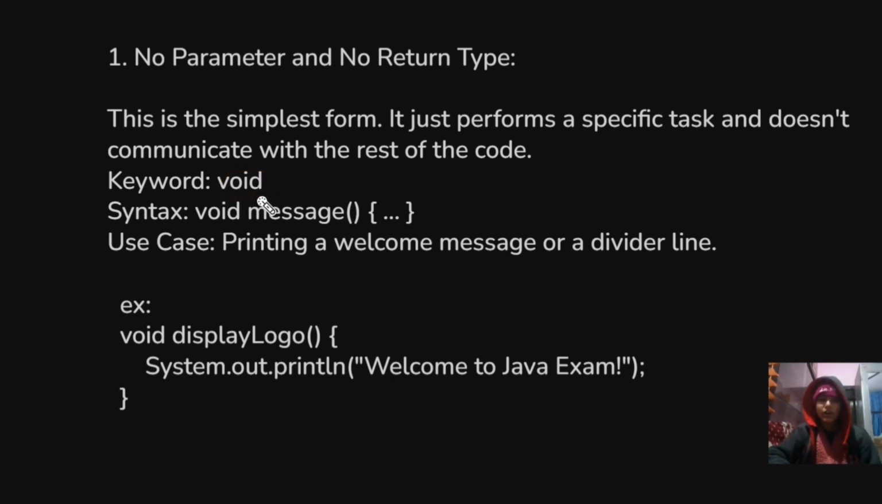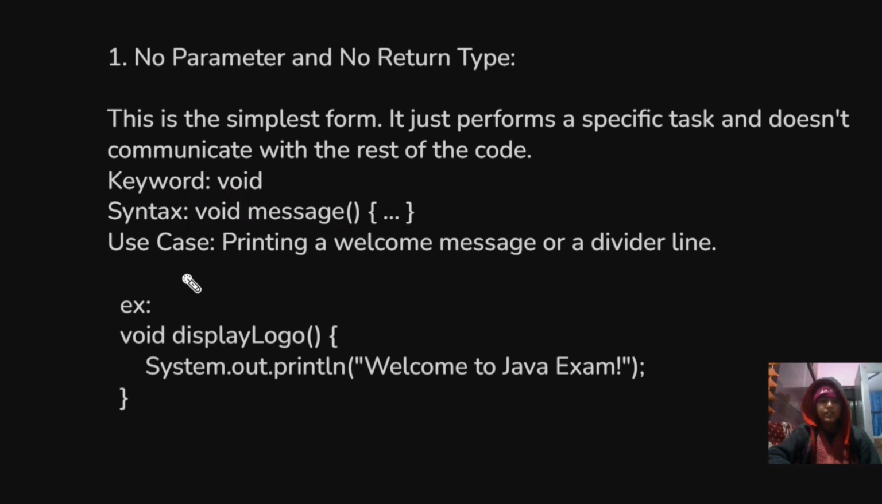Void does not return anything. Second thing is syntax. Syntax is void message. When we initialize a function, the return type should be void. But void can take some parameters also. First we learn no parameter and no return type. So in the syntax void message, first we write the return type void, and no parameter will be here.